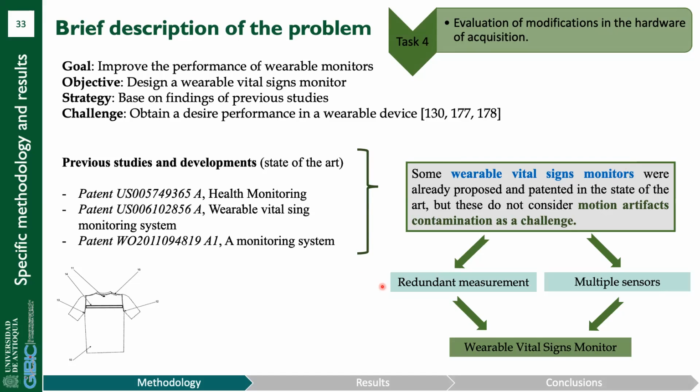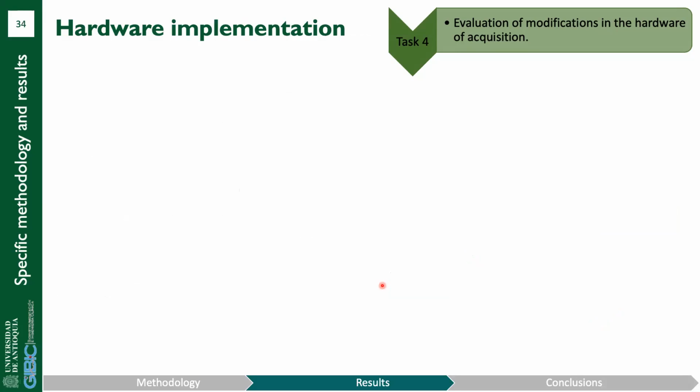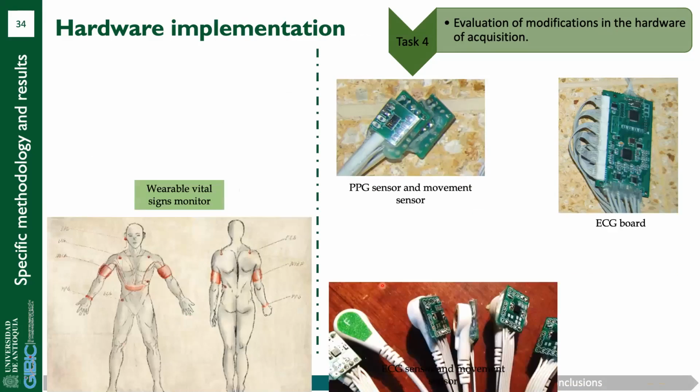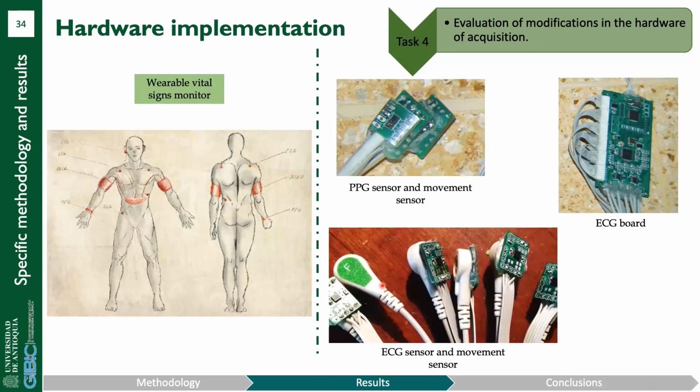that is the use of redundant measurement and multiple sensors to obtain the signals. And after that, we obtain a wearable vital signs monitor. I will remark that part of this development began in the development of the master's degree thesis, but some modifications and better approximations were found with the development of this thesis. For example, the use of redundant measurement in the different sensors and the inclusion of a sensor to measure the relative movement of the sensors with the body.